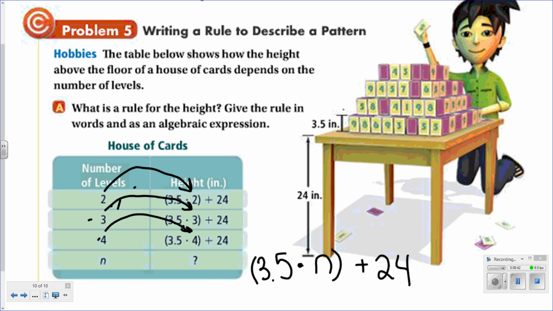If you only have 2 levels, it's another 3.5. The third level is another 3.5. The next level is another 3.5. So you can do 3.5 plus 3.5 plus 3.5 plus 3.5, or 3.5 times 4, or in this case, when it's n, it's 3.5 times n, the number of levels.